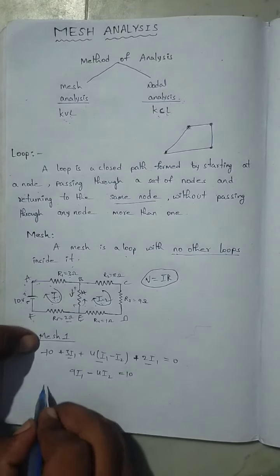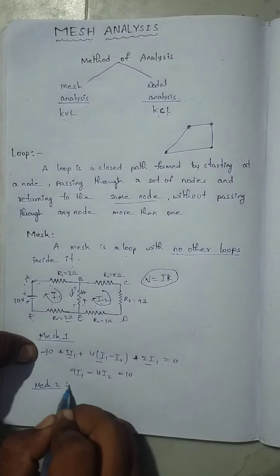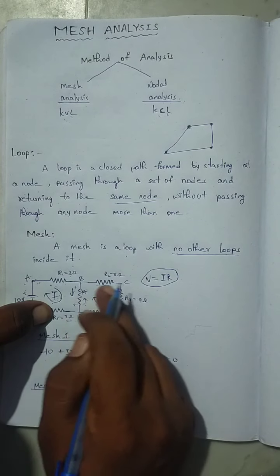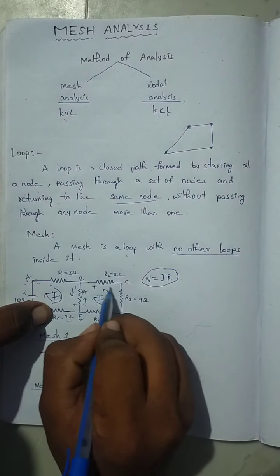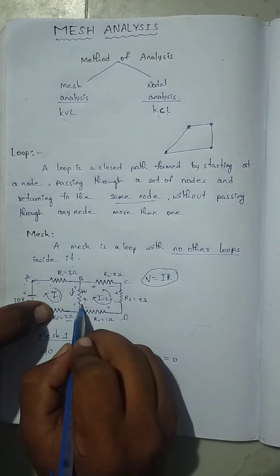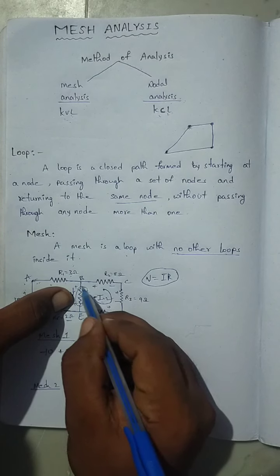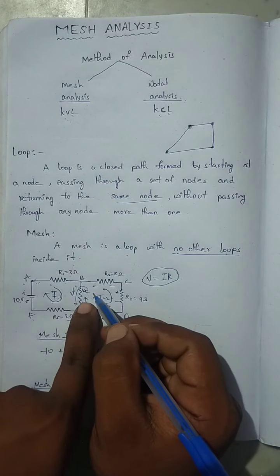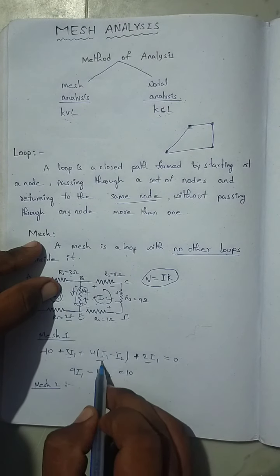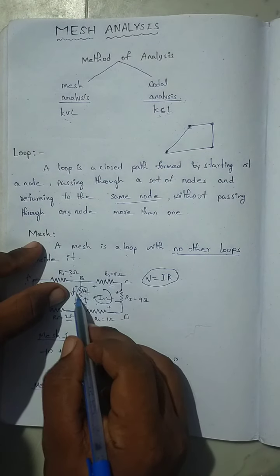And mesh 2. In mesh 2 the current is in clockwise direction, positive to negative. Here at the 4 ohm resistance, in mesh 1 we considered I1 minus I2, and in mesh 2 it is I2 minus I1.